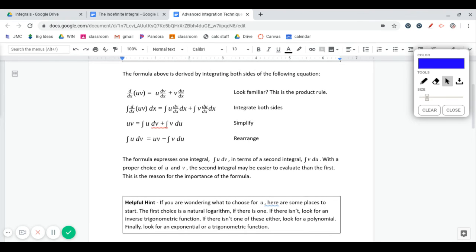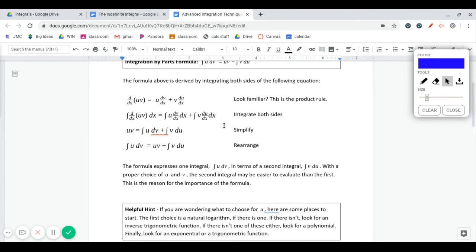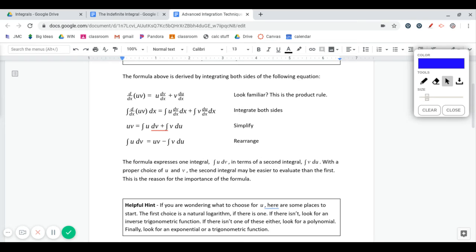So this helpful hint, basically when you're trying to integrate two functions of x that are multiplied together, you're going to choose one of those functions to be u, and one of those functions to be dv. This helpful hint will help you choose. Sometimes you'll be wrong, especially when you start out, but this hint will hopefully help you out.